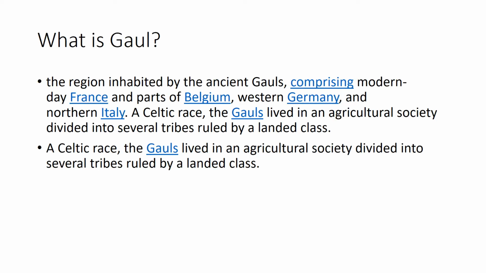So what is Gaul? The region inhabited by ancient Gauls. That comprises modern-day France, parts of Belgium, Western Germany, and Italy. So the Gauls were the people that lived in this society, and they were in several different classes, or tribes, I should say. They were a Celtic race. They were an agricultural society. So that's why we call ancient France Gaul. They are Gallic, okay?